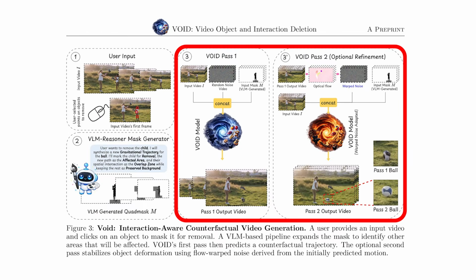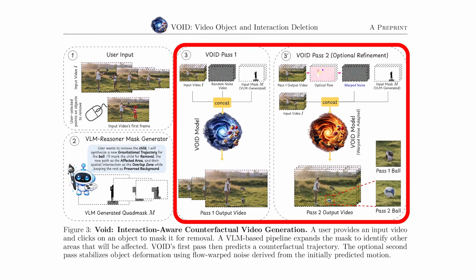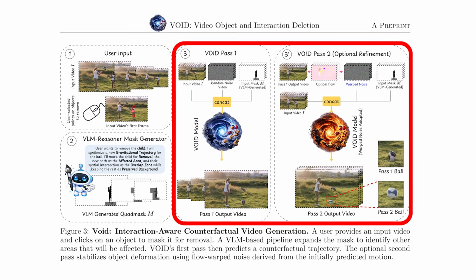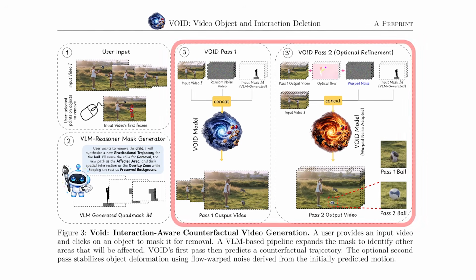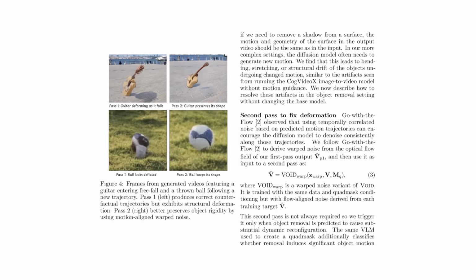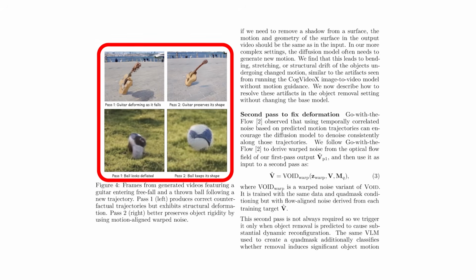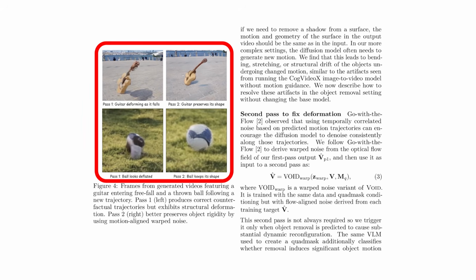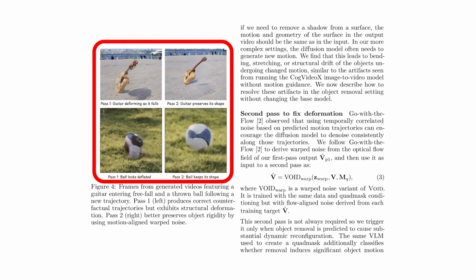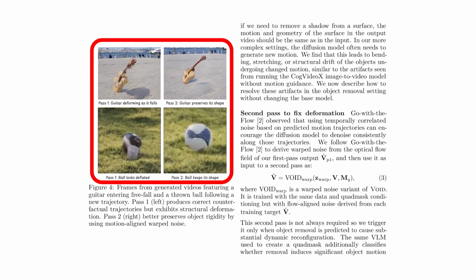And then step 2 is the generation and refinement. Once it has generated that map, a video diffusion model generates the new footage. Now, sometimes these models can be a bit dreamy, like objects might morph or lose their shape. So to fix this, VOID has an optional second pass. It uses something called flow-warped noise to lock those shapes into place, making sure that while the physics change, the remaining objects stay solid and consistent.